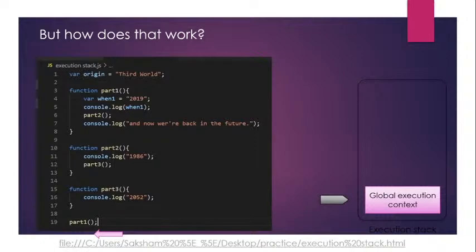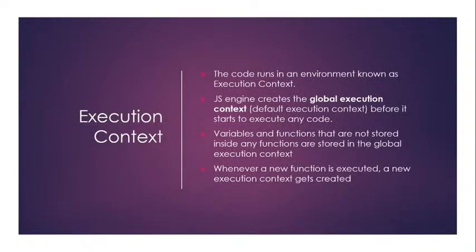Now let's move ahead and recap what execution context is. Execution context is an environment in which the code runs. The JS engine creates a global execution context by default before it starts to execute any code. Variables and functions that are not stored inside any functions are stored in this global execution context. Whenever a new function is executed, a new execution context gets created. I hope you get all these points.